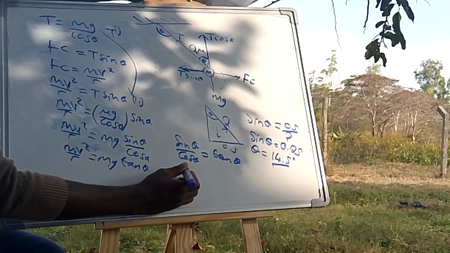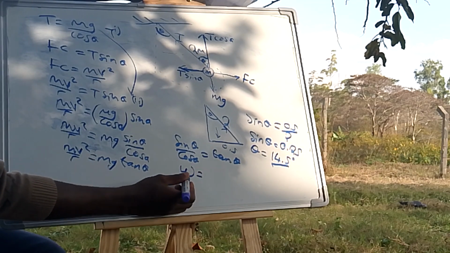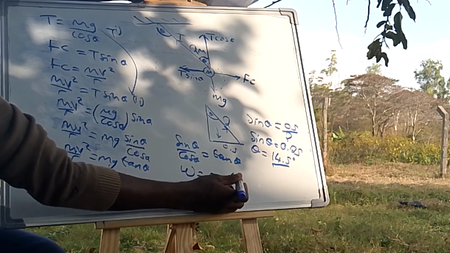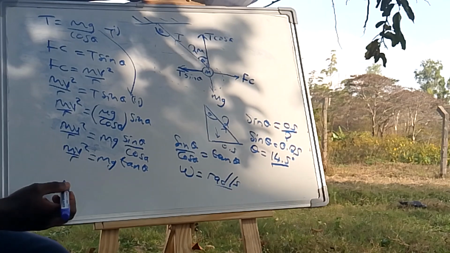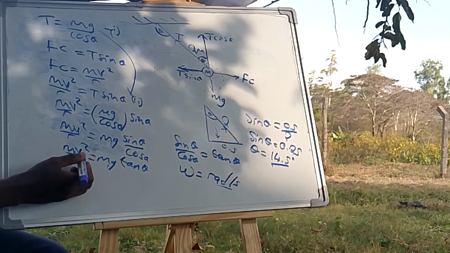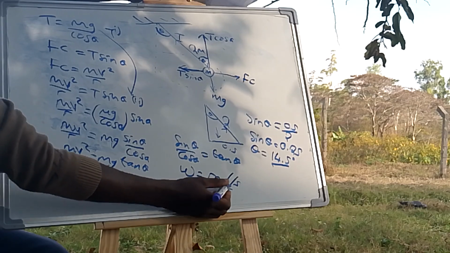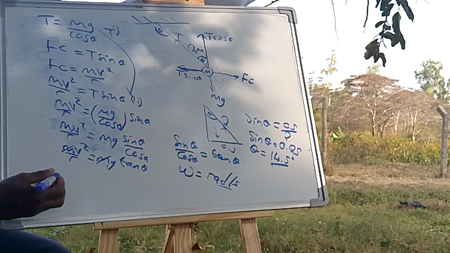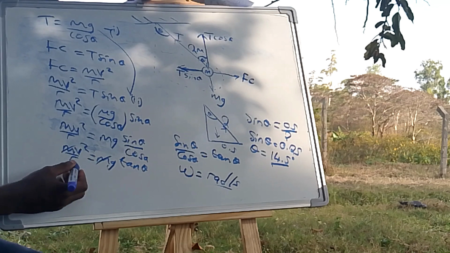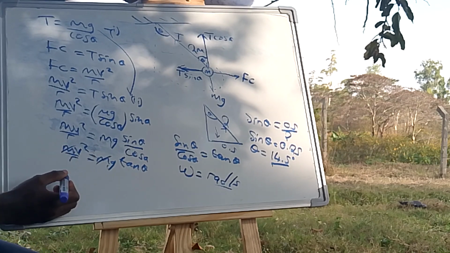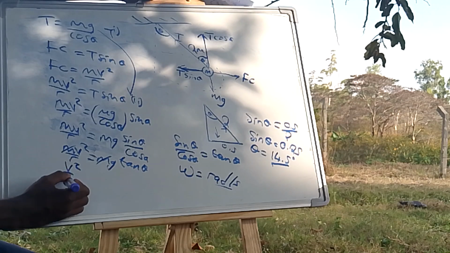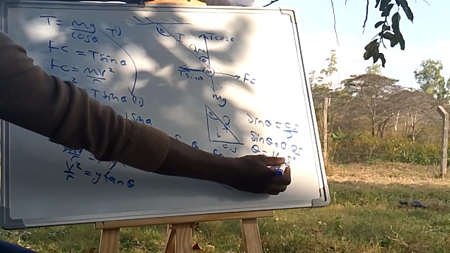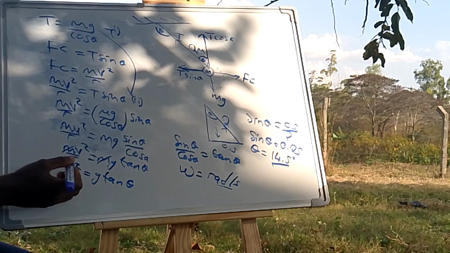Angular speed has the symbol omega, which looks like W, and its unit is rad per second. So whatever speed you are going to find, you must always convert it to rad per second. Now we can get rid of the mass, because this equation is independent of mass. So V square over R equals g tan theta. Remember, theta we found is 14.5. So from here we can find V.